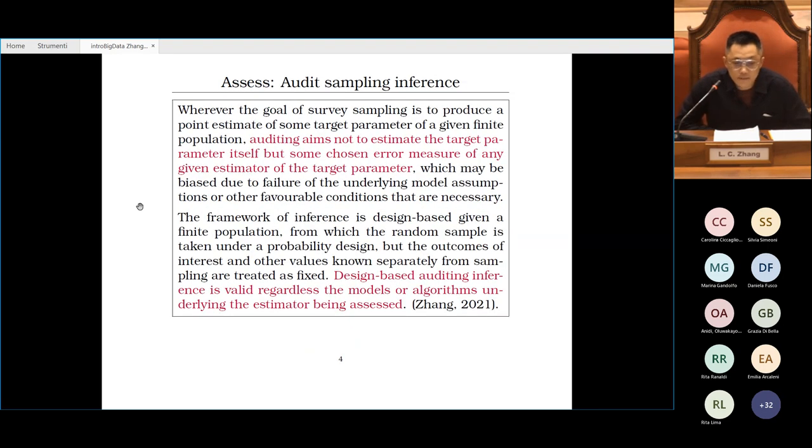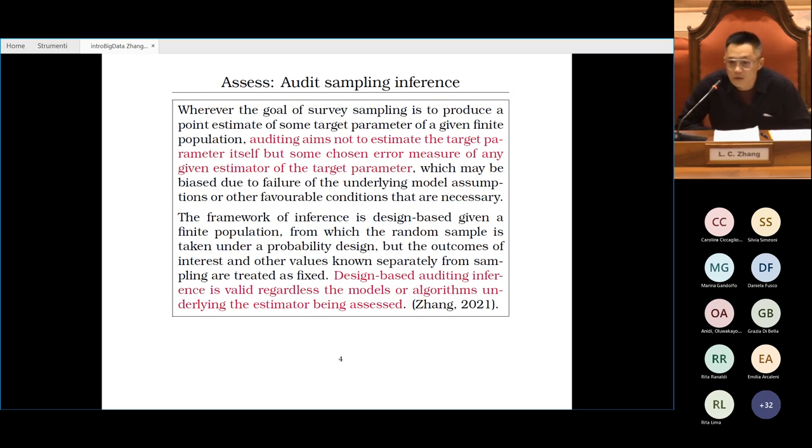Now coming to assess. Again, I quote directly: whereas the goal of survey sampling is to produce a point estimate of some target parameter of a given finite population, auditing aims not to estimate the target parameter itself, but some chosen error measure of any given estimator of the target parameter, which may be biased due to failure of the underlying model assumptions or other favorable conditions that are necessary. So this is what it means.